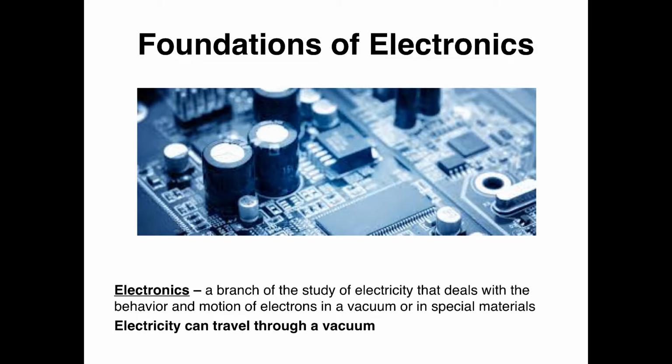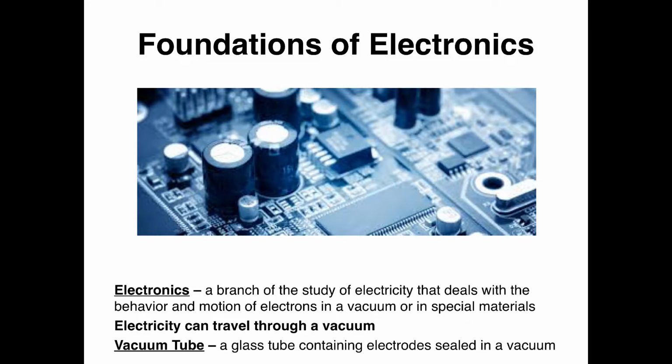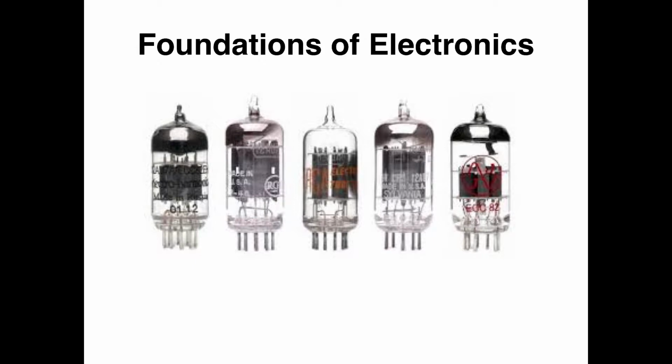Electricity, as you know, can travel through a vacuum. And for that reason, early in the development of electronic materials, a vacuum tube became very important. A vacuum tube is a glass tube that contains electrodes that are sealed in a vacuum. And these are various examples of vacuum tubes.